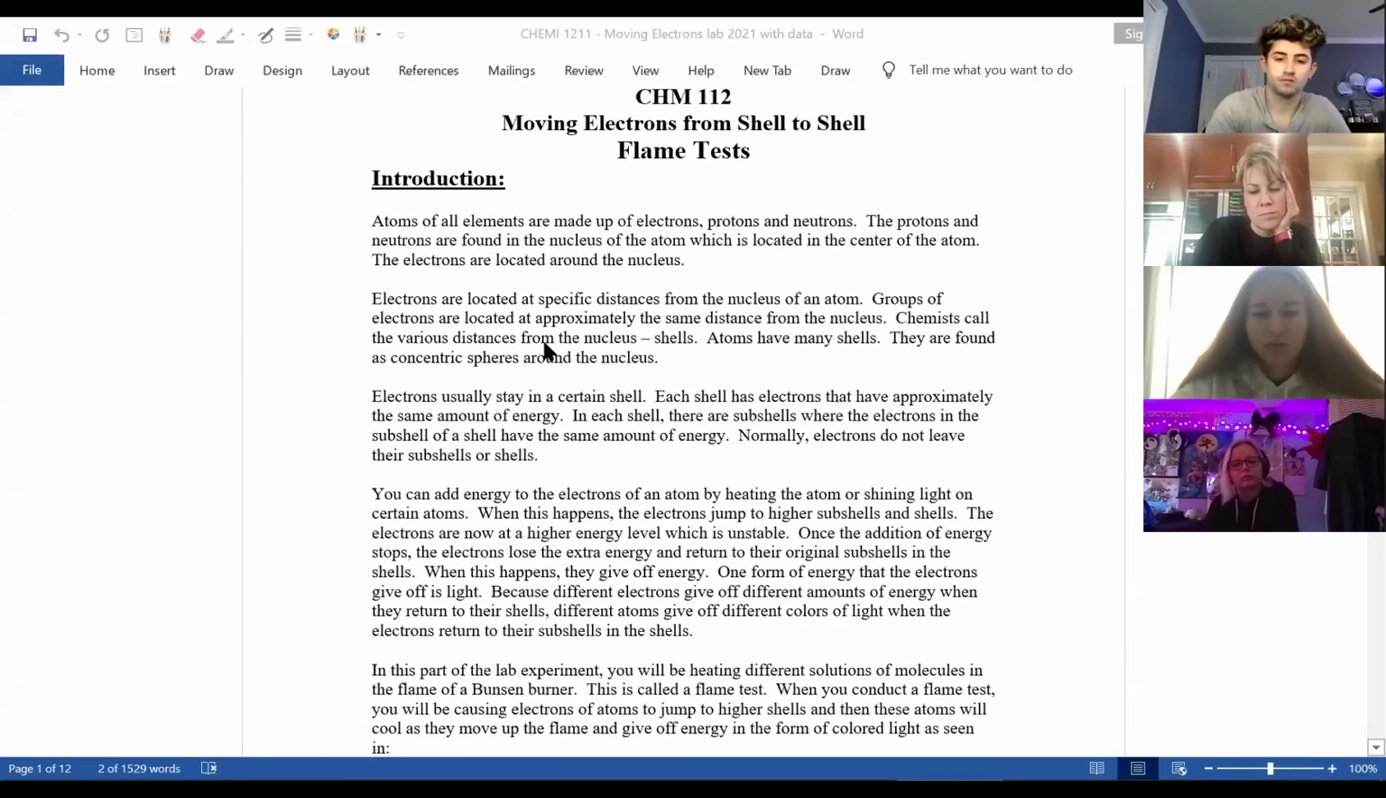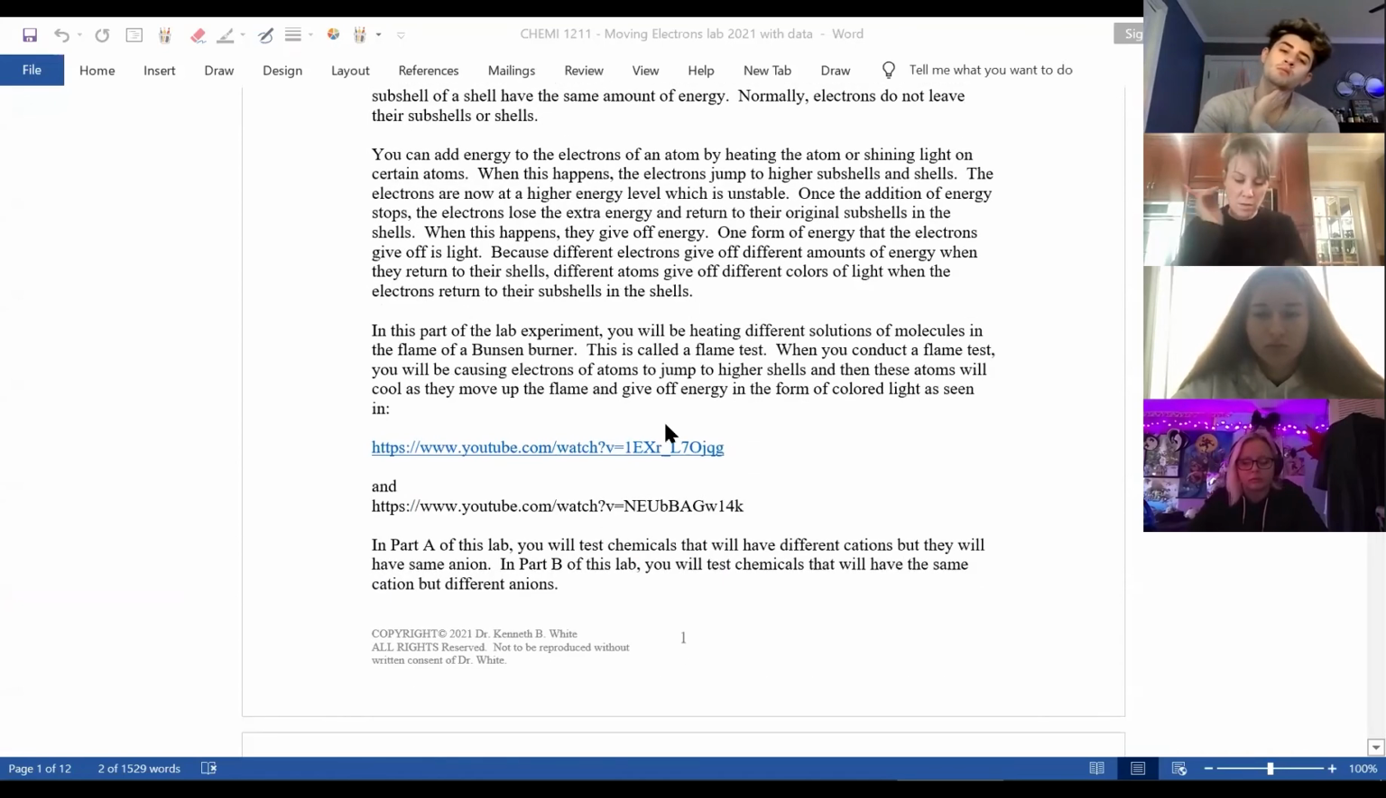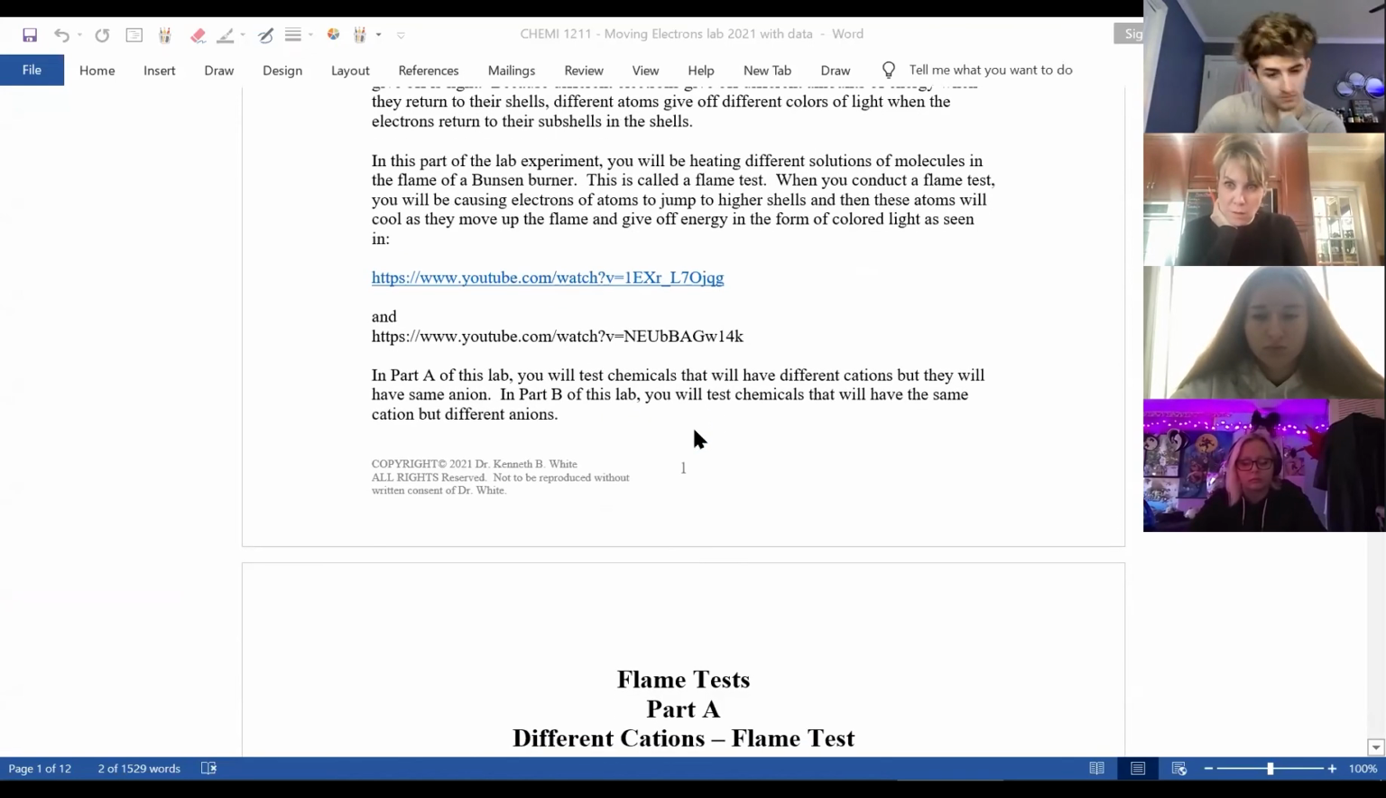And the electrons are a specific distance. And then when they move, they give off energy. And that's the light you have. Now, one way to add energy is to heat up an element or a compound. And we're talking about mainly, almost exclusively, inorganic compounds. Now, in this lab, in part one, you'll find out what happens when you heat up different ionic compounds.